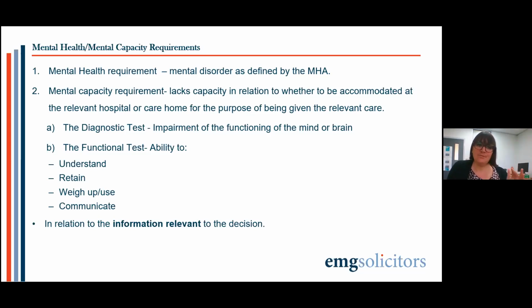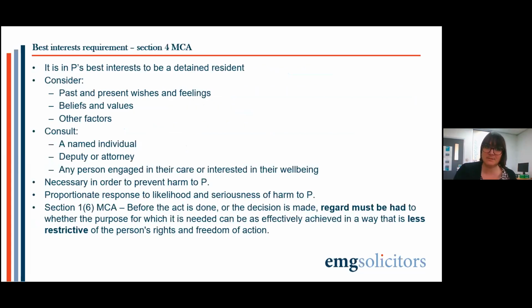The second stage of the mental capacity test is what you're able to do. So can you understand the relevant information to the decision, retain that information, weigh it up and use it? So what are the pros and cons? And at the end of that process, communicate your decision. And that relates to the relevant information about the decision at hand. So in terms of things like care, its relevant information includes, for example, what are the risks if you don't receive care? And so those are the mental health and the mental capacity requirements.